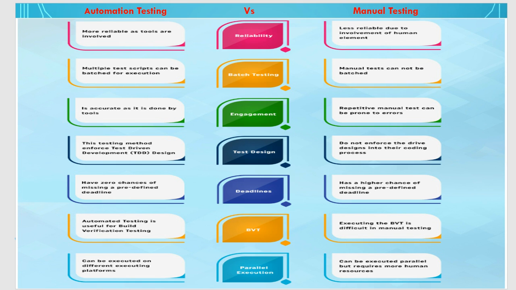Test design. Automation testing methods enforce test driven development design, whereas manual testing does not enforce the test driven design into the coding process. Deadlines. Automation has zero chance of missing predefined deadlines, as opposed to higher chances of missing predefined deadlines in case of manual testing. BVT. Automated testing is useful for build verification testing, while executing the BVT is difficult in manual testing. Parallel execution. Automated tests can be executed in parallel on different platforms, whereas manual testing cannot be executed in parallel and requires more human resources.